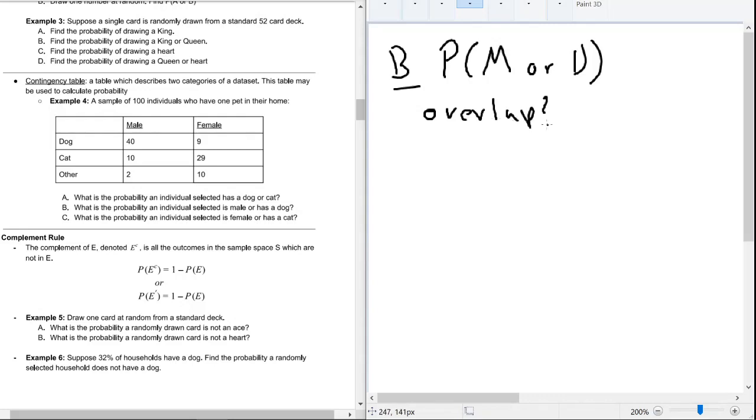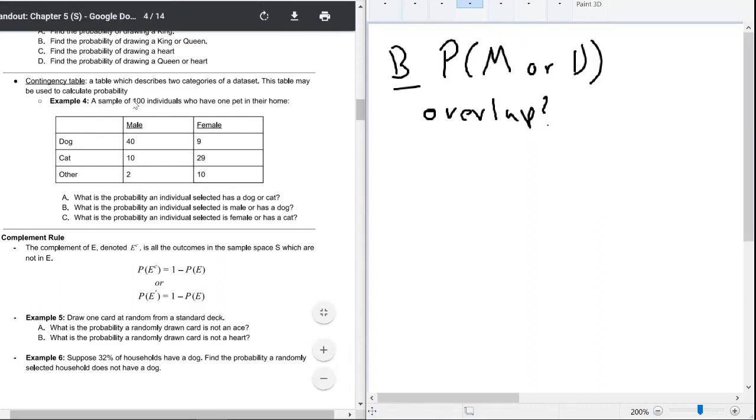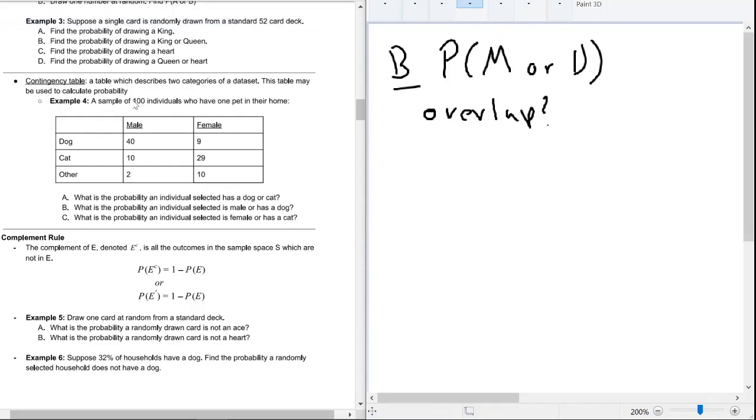Okay? Do we have an overlap, or are male and dog separate events that cannot happen or don't have an overlap? So here we took a sample once again of 100 who have exactly one pet. If I pick one person at random, is it possible that that person is male and has a dog? The answer is yes. There's an overlap between these two events.